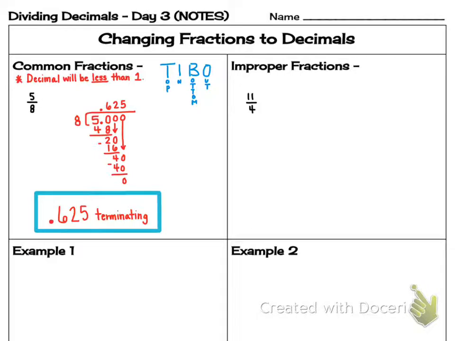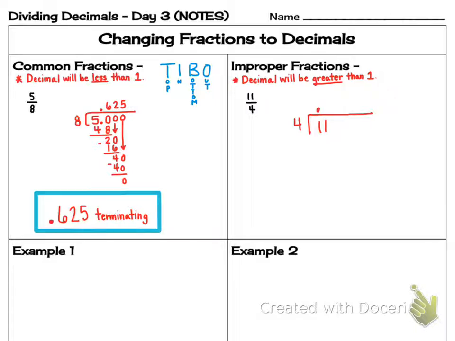So the process is going to be the same for all fractions changing to decimals. The only difference when you're working with an improper fraction is that your decimal will be greater than 1. Okay, so we're looking at 11/4. We still use Tae-Bo. So we know that the 11 will be in and the 4 will be out. Top in, bottom out. 4 does go into 11. It doesn't go into 1, but it does go into 11 2 times.